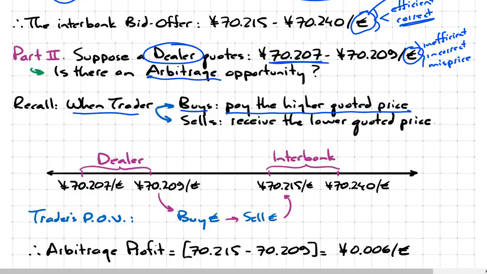So it says, I don't care where you buy. You're the investor. You're not a dealer, and you're definitely not in the interbank market. So it says, wherever you're doing your trading, these rules will apply. Whether you're buying from the dealer or you're buying in the interbank market, wherever it is, when you buy, you pay the higher quoted price. And whatever market or dealer you're selling to, you're going to receive the lower quoted price.